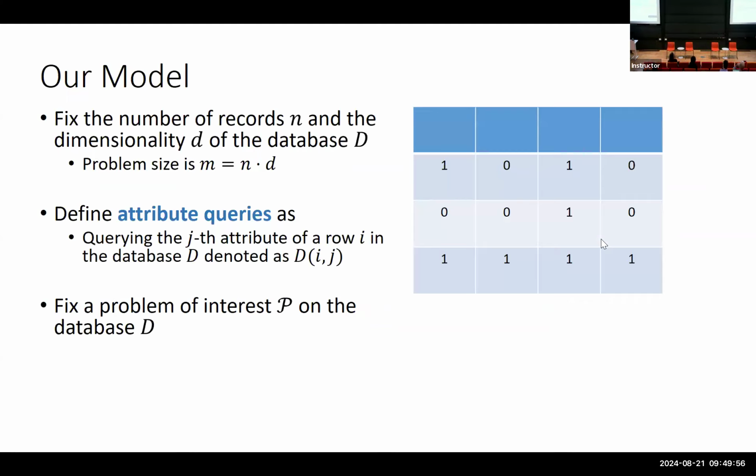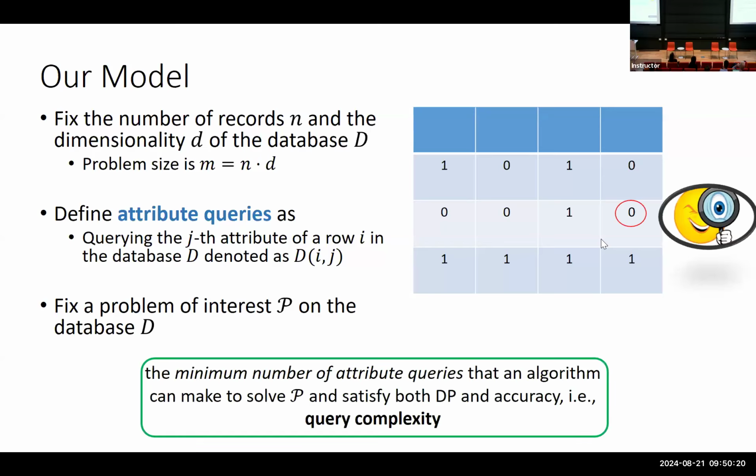Okay, so to talk about sublinear time algorithms, I have to define a query model. Here we're considering databases as input, so I'm fixing the number of records and the dimensionality of the database. An algorithm can make attribute queries, which just means it can query a cell of the database. We fix a problem of interest, P, and we're interested in the query complexity of an algorithm that can solve P with both DP and accuracy.